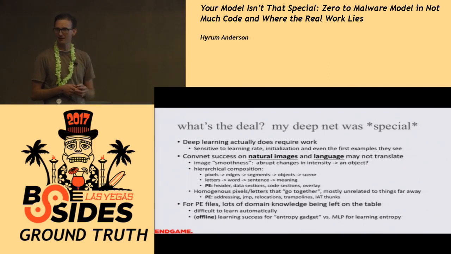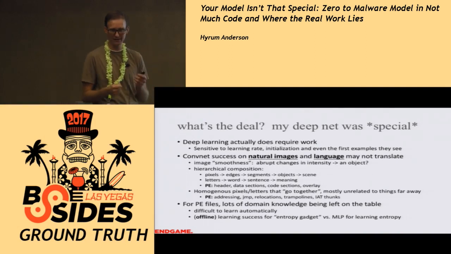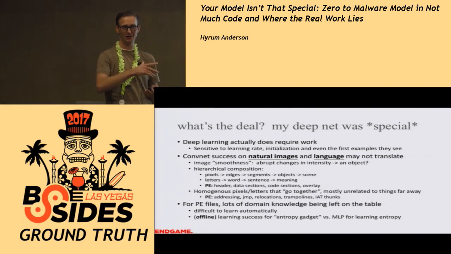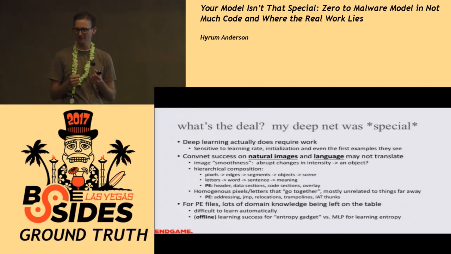Images have this thing called image smoothness. So if you're a little miniature pixel marching along an image and you come to a sharp gradient, you've probably hit an object, right? If the brightness changes, that's indicative of something. But if you're a byte marching through a PE file, that looks a lot different. A printable character in the header or in the import address table is much different than a printable character in the .text section where the code might reside.